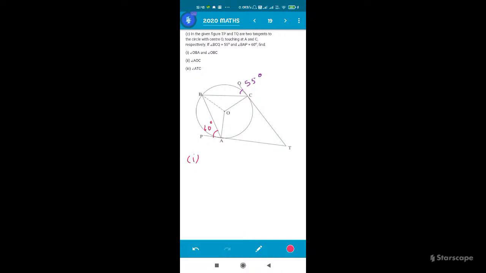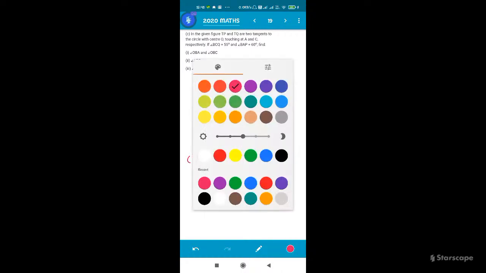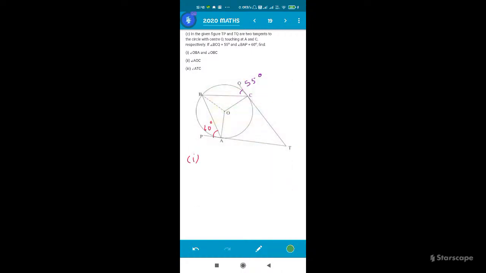We know one thing, that whenever a radius and a tangent intersect each other, they will always intersect one another at 90 degree. So OA is the radius and TP is the tangent where OA is touching it. So we know that they will be perpendicular to one another. So we can say that OA and TP are perpendicular. This entire angle OAP is 90 degree. So let us write angle OAP is equal to 90 degree. The reason will be that radius is always perpendicular to the tangent.